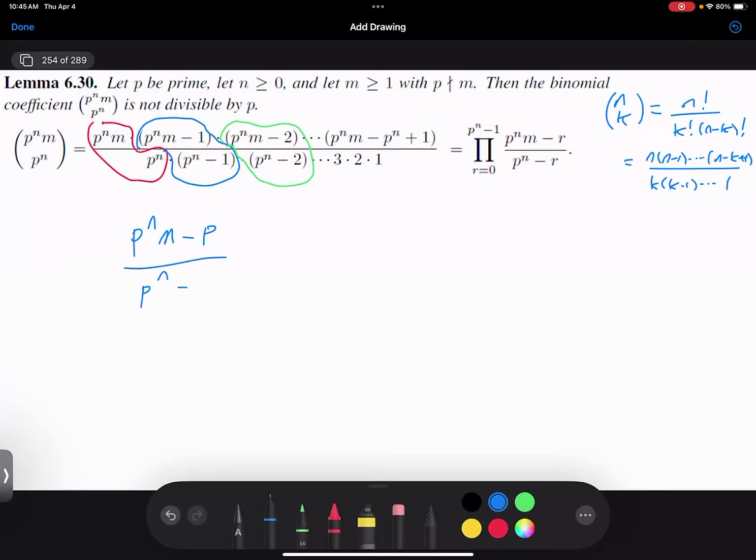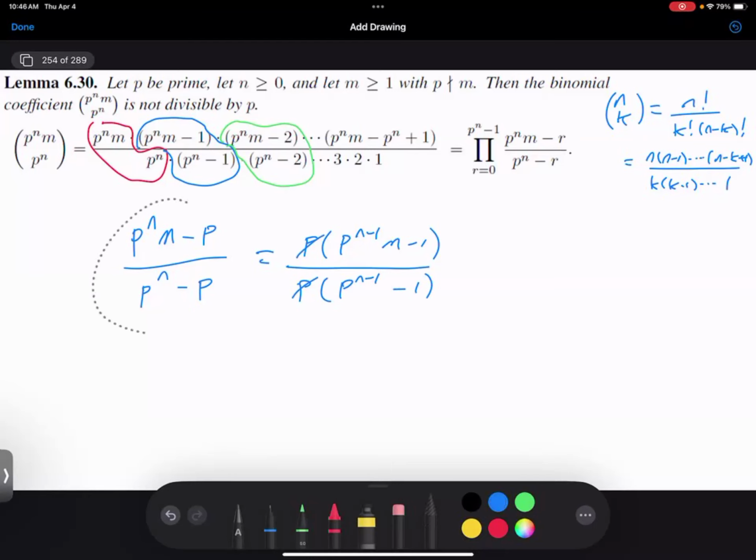I didn't hear that. p to the n m minus p. How many powers do we have of p in the numerator? So you're saying one. I have one power. Yes. So I can factor out a p, and it's p times p to the n minus 1 m minus 1 over p times p to the n minus 1 minus 1. The p's cancel. And we see that now we have, again, two numbers that have nothing in common.